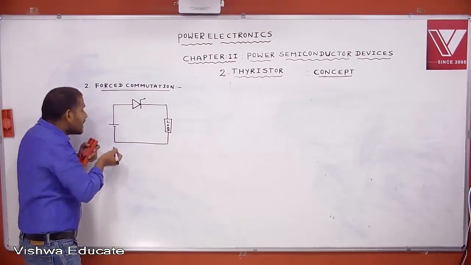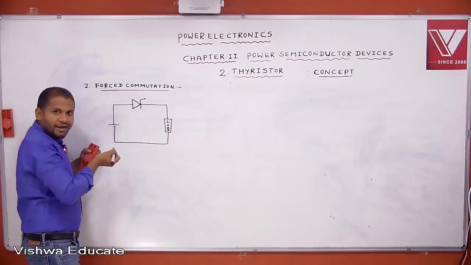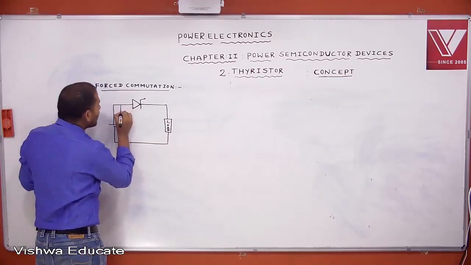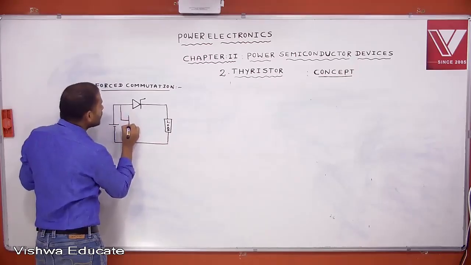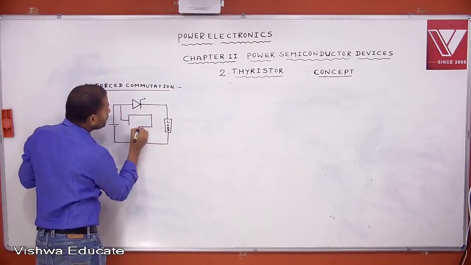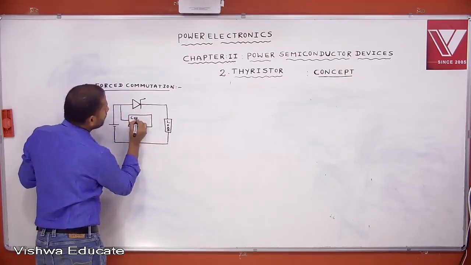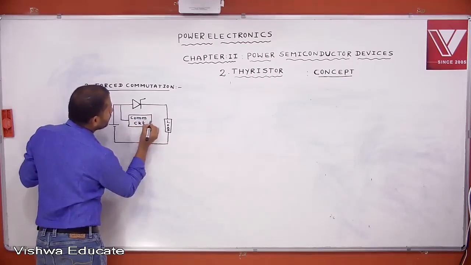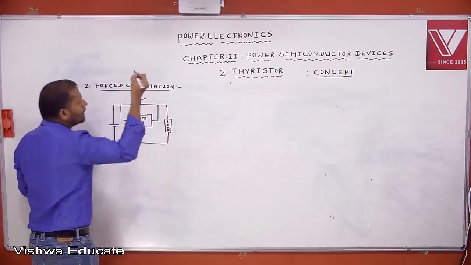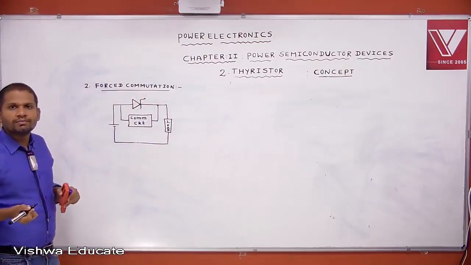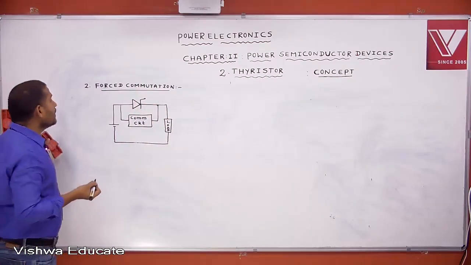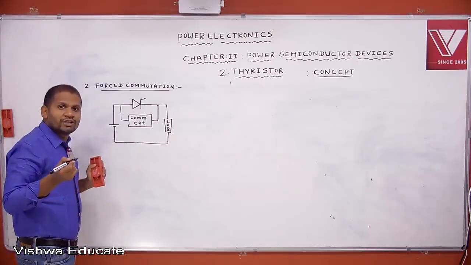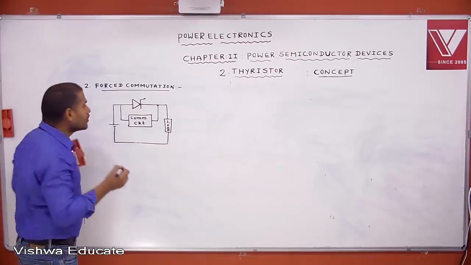Does the supply itself turn off the thyristor? Is there any negative half cycle? No. Then to turn off this thyristor, we can use some external circuit. This is the commutation circuit. This type of commutation is called forced commutation. That means if the thyristor is turned off by using an external commutation circuit, then it is called forced commutation.